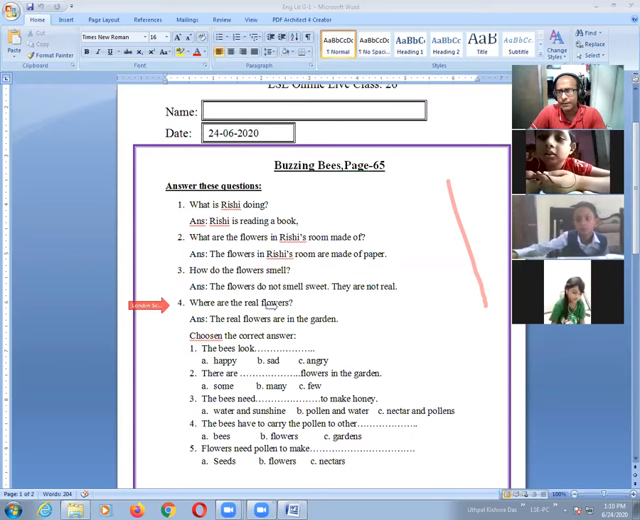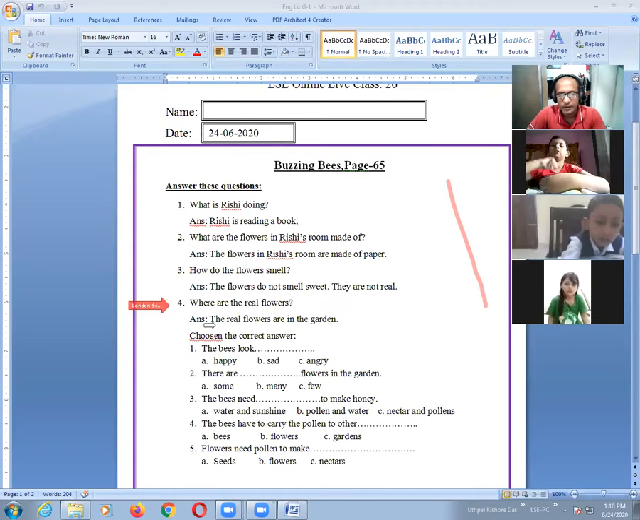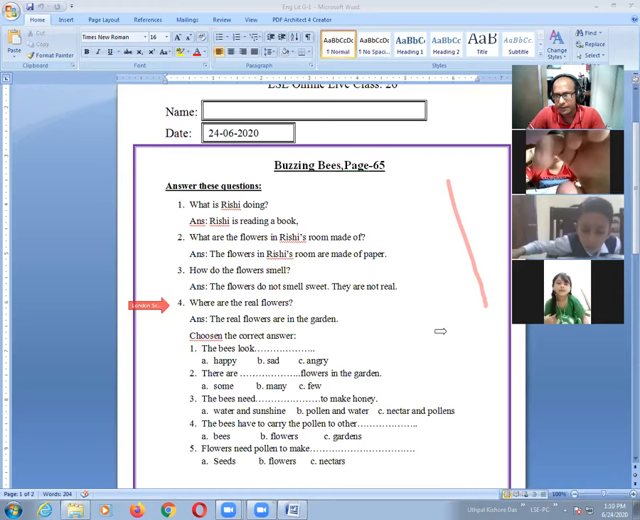Where are the real flowers? The real flowers are in the garden. Now, Zara, hello Zara. Are you listening? Look at the worksheet.